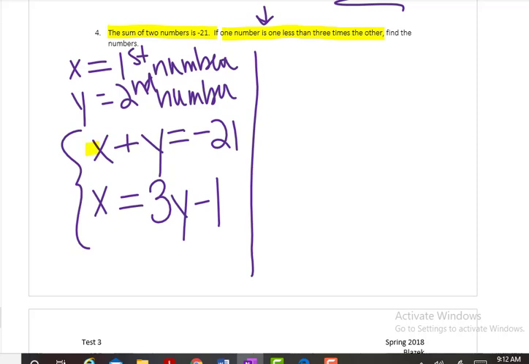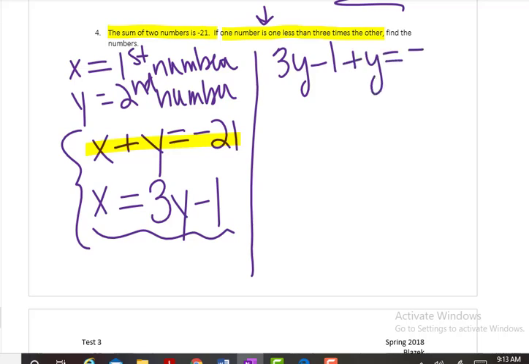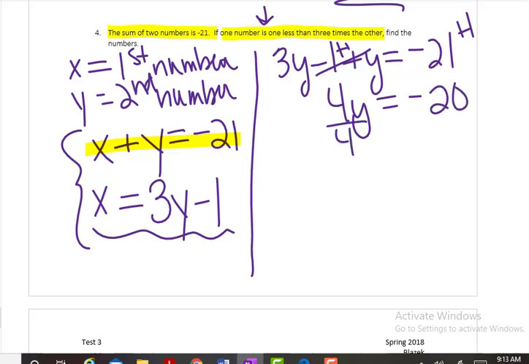So I'm looking at this first equation. I'm going to rewrite, instead of x, I'm going to put, so I'm going to substitute into that equation. So 3y minus 1 plus y is equal to negative 21. I'm going to add 1 to both sides, which gives me 4y is equal to negative 20, divided by 4. I get y is equal to negative 5.